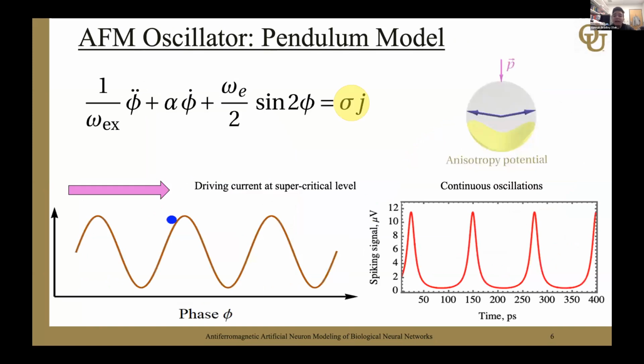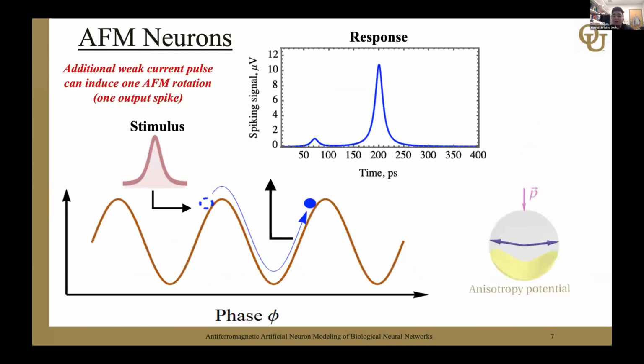The oscillator can now act as an inertial particle under a driving force, with the driving force being the spin current. When the current is at a supercritical level, the AFM will act as an auto oscillator, continuously outputting spikes. But let's consider the case where the current is at a subcritical level and not enough to send it into an oscillation alone. With an additional pulse of current, the oscillator can act as a neuron, overcoming the energy barrier and causing a single oscillation.